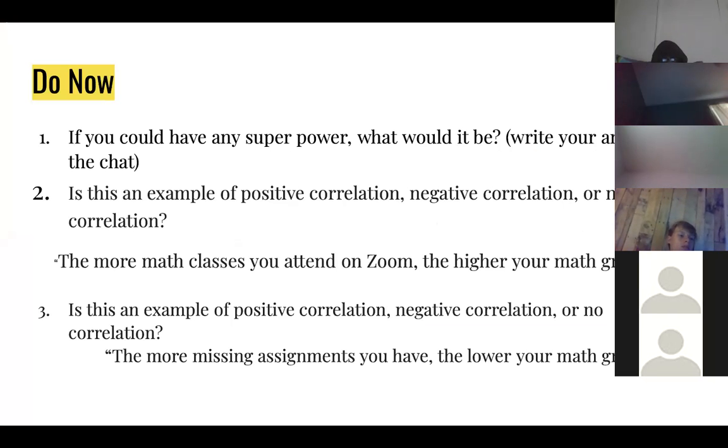negative, or no correlation. So look at each statement. So for number 2, it's the more math classes you attend on Zoom, the higher your math grade is. Tell me if that's positive, negative, or no correlation. And then for number 3, the more missing assignments you have, the lower your math grade is. Again, let me know if that's positive, negative, or no correlation. So 3 minutes on the clock.